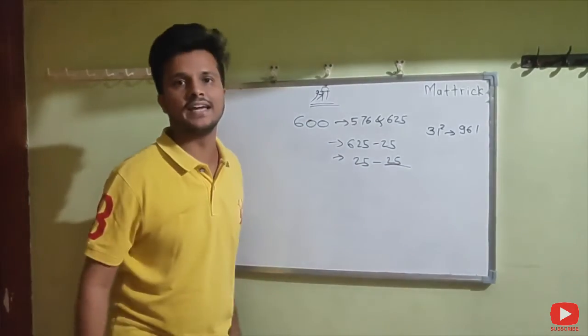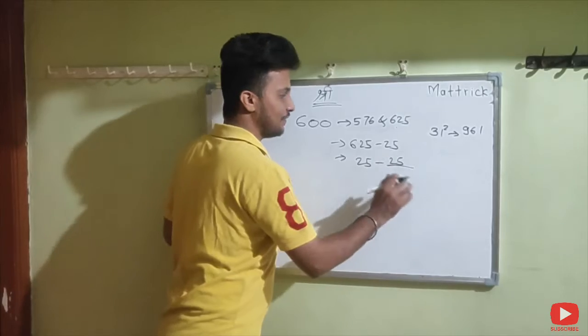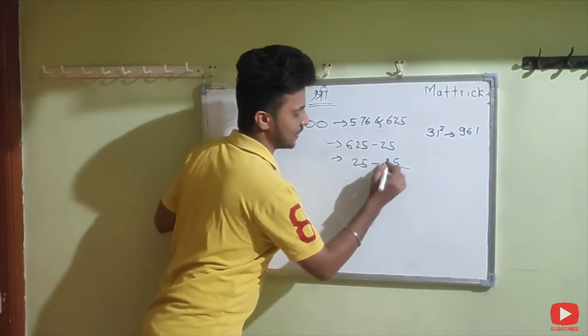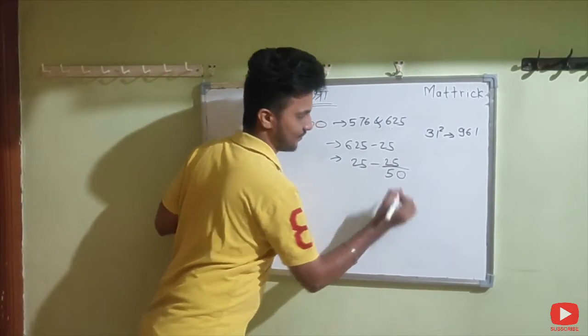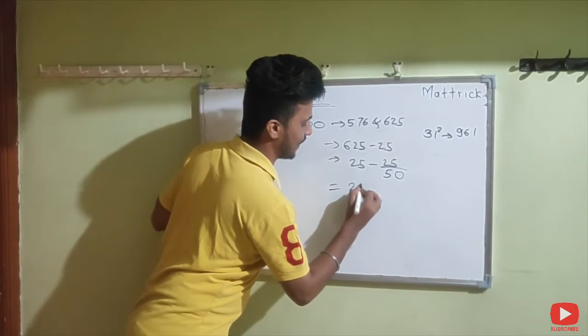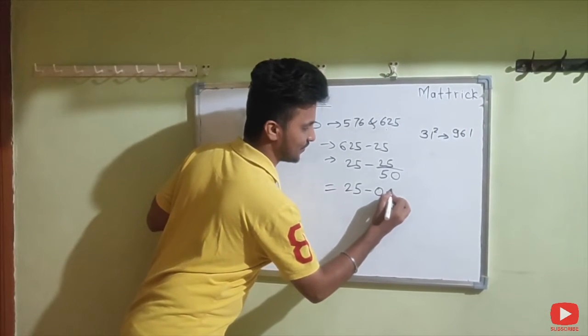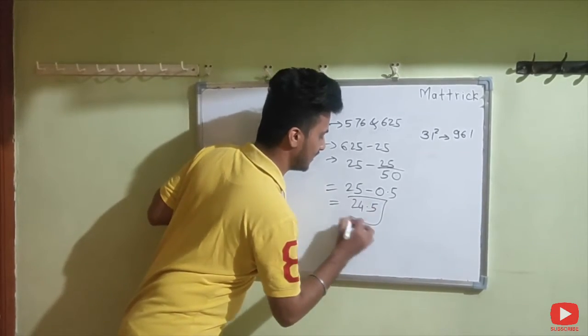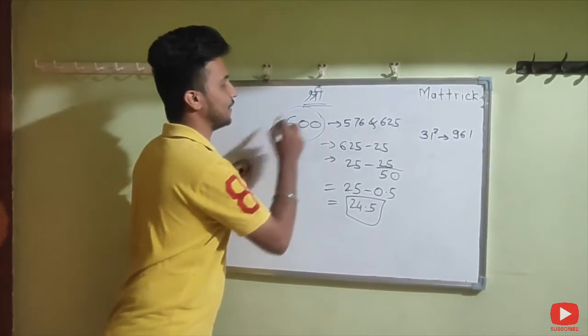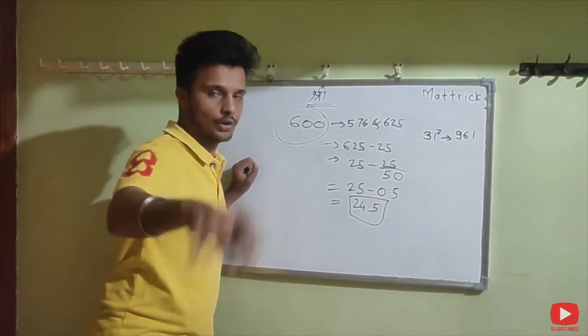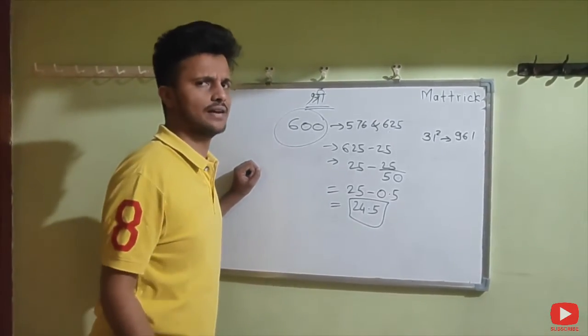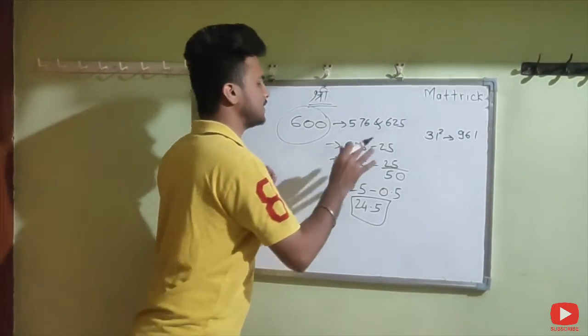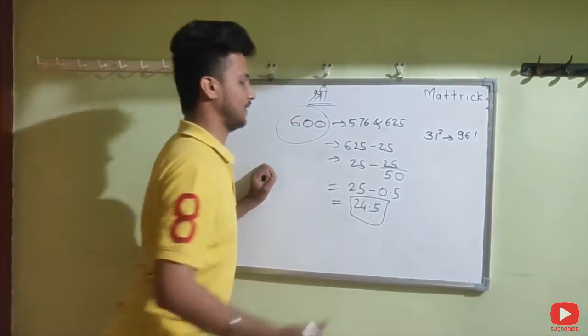What is the next step? Think. It is dividing this number by twice of this number. 25 divided by 50. So 25 minus 0.5. So 24.5 is the square root of 600. You can check it on a calculator as well. You will at most require 5 to 10 seconds if you use this method.